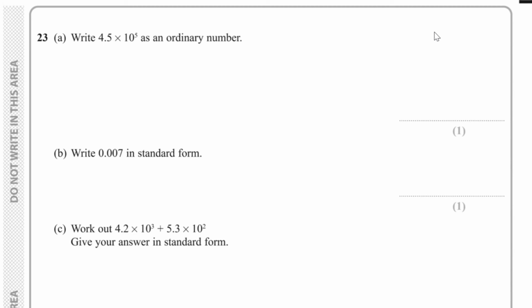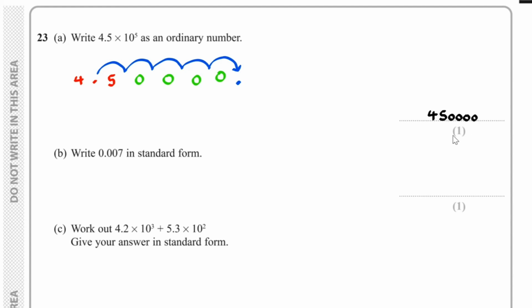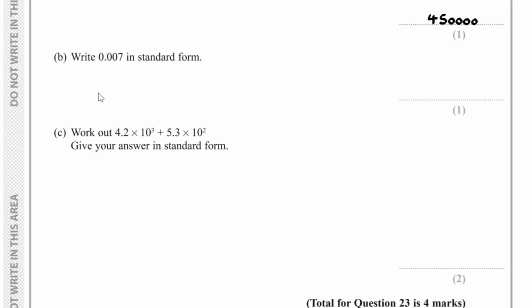Question 23. For part A, we have to write 4.5 times 10 to the 5 as an ordinary number. Well, I've got this 4.5 and I'm multiplying it by 10 to the 5. So I move the decimal place 1, 2, 3, 4, 5 to the right. I fill the rest in with zeros. And so what we end up with is 450,000.